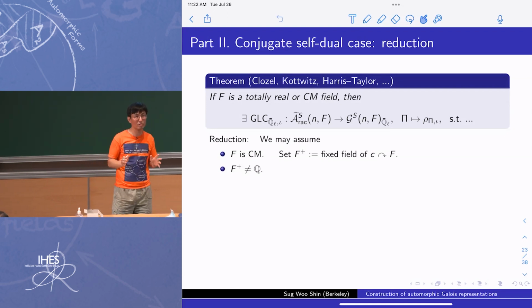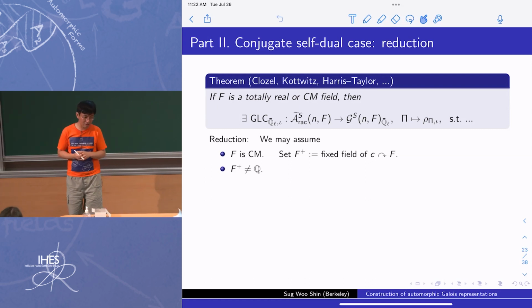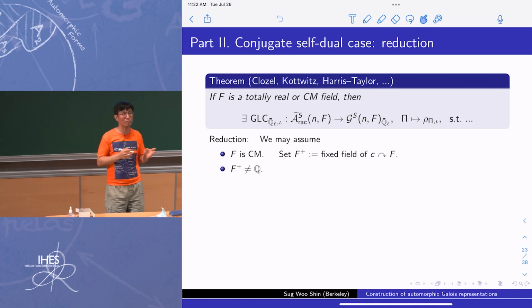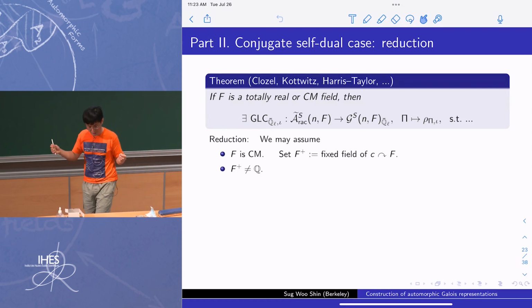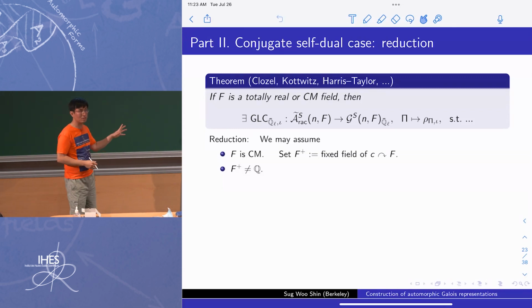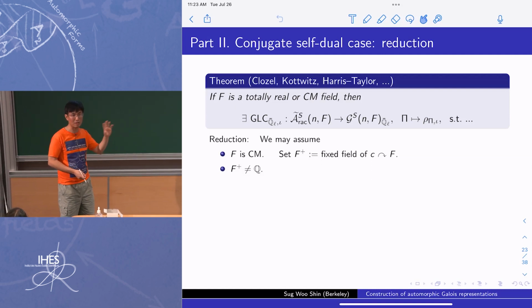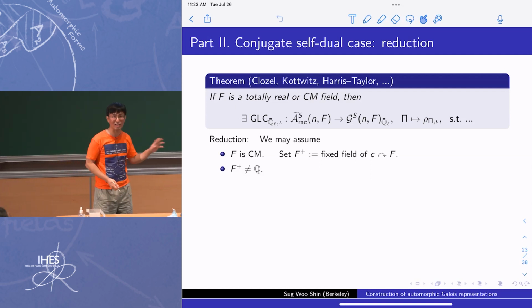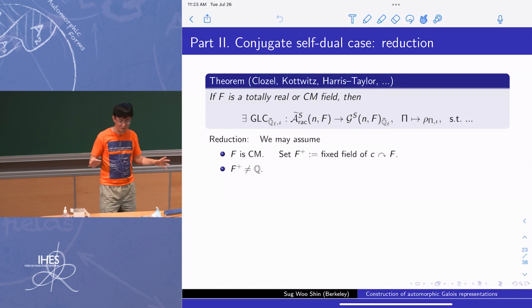So there are some not completely elementary, but somewhat standard reduction steps. You can reduce to the CM case from the totally real case, so you can assume that F is CM. And then if you denote by F plus the maximal totally real subfield of your CM field, you can also assume that F plus is not Q. Sounds like a small thing, but it's helpful because you can basically assume that you're working with compact Shimura varieties.